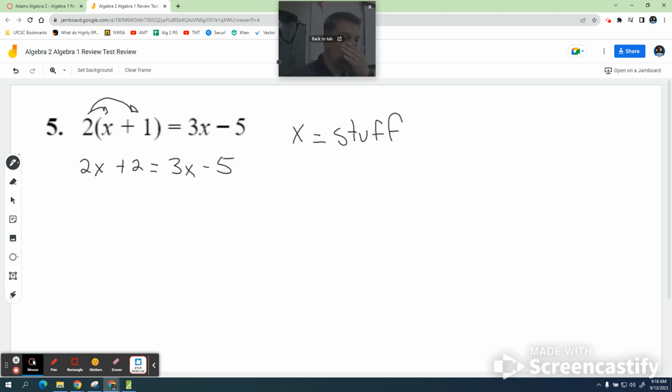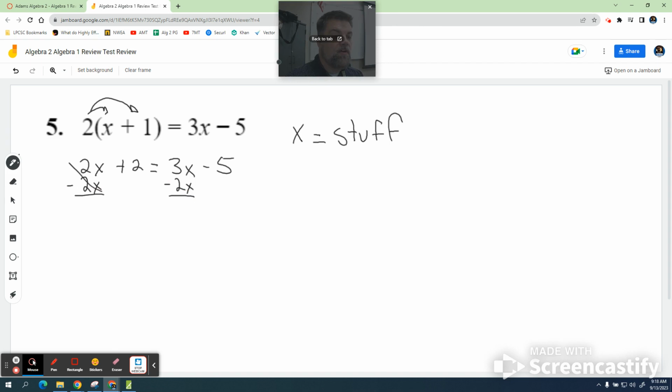Now, if I want x equaling some stuff, I got to move 1x over to the other side. So I want to move the lower of the 2. So 2x is lesser than 3x. So to move the whole thing, I'm moving the 2 with the x. So in order to do that, I'd want to subtract 2x.